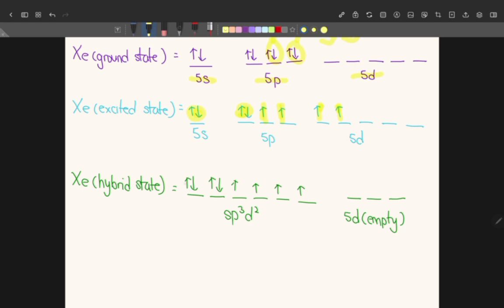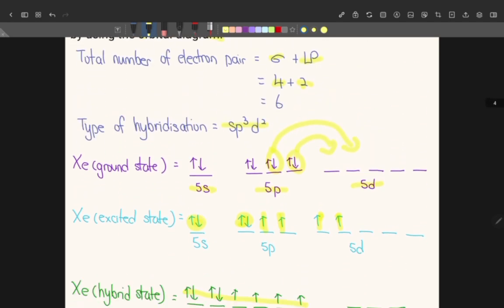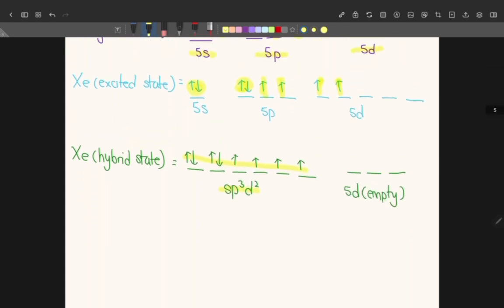So you form this combine together and form the sp3d2, which we already find at upper type of hybridization. So we have remains 5d empty orbitals, 3 orientation is empty.